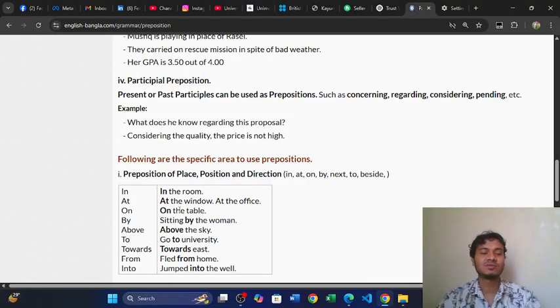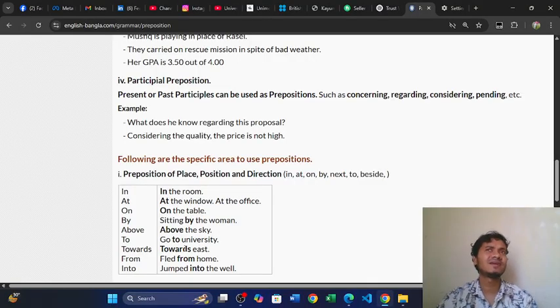"On" means up on or over, for example on the table: the pen on the table, the duster on the table, etc. By: sitting by the woman, it means at the side. Above means the upper position, etc.